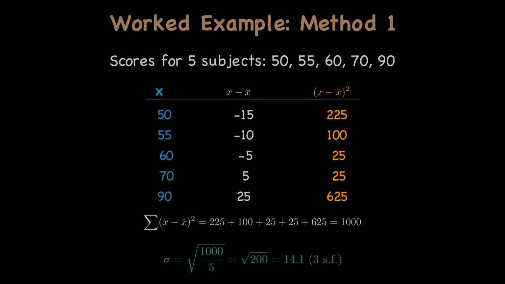Step 4. Divide by n and take the square root. Sigma equals the square root of 1,000 over 5, which is the square root of 200, equals 14.1 to 3 significant figures.